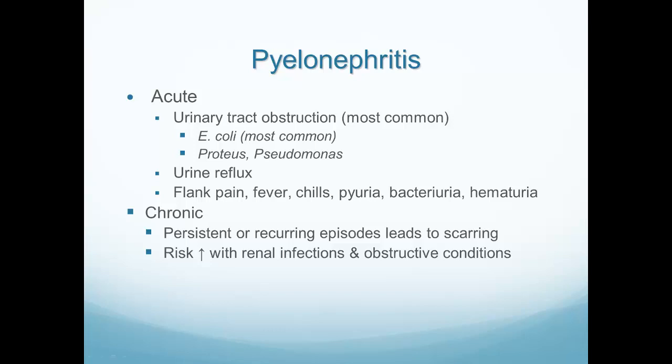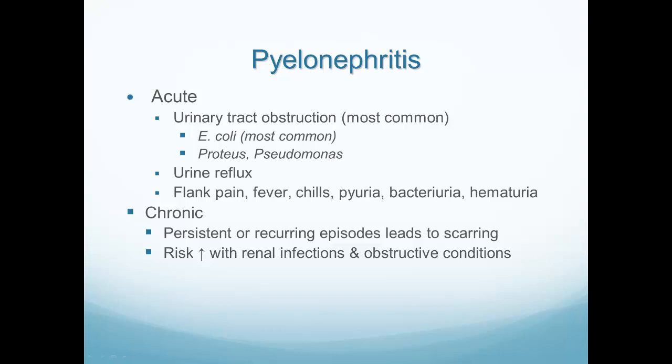Pyelonephritis, in this situation here, now we have an infection that's occurring of the kidney, and that's most often going to be caused by urinary tract obstruction. So now we're starting to infect the nephron, and we have a urinary tract obstruction or a urinary tract infection that has backed up through the urinary tract.